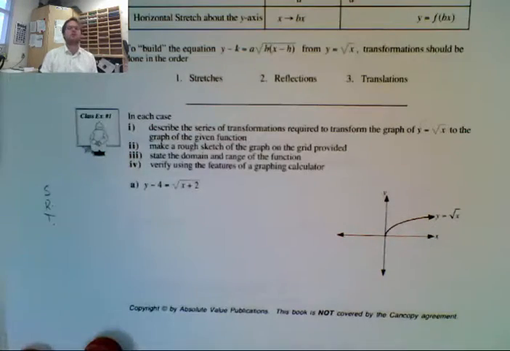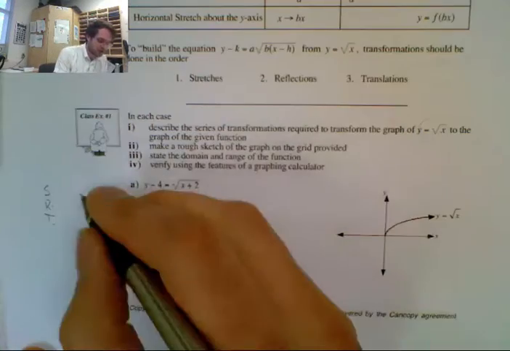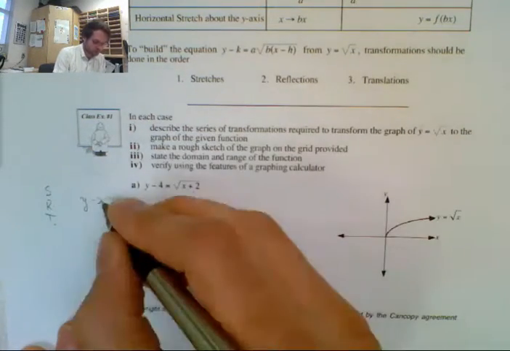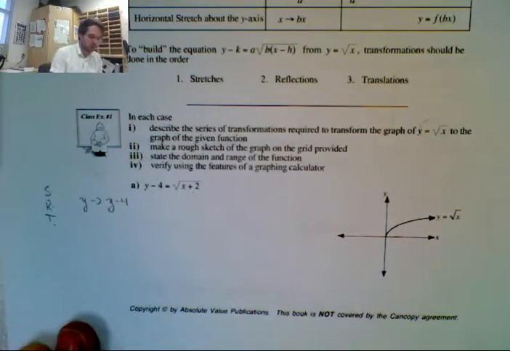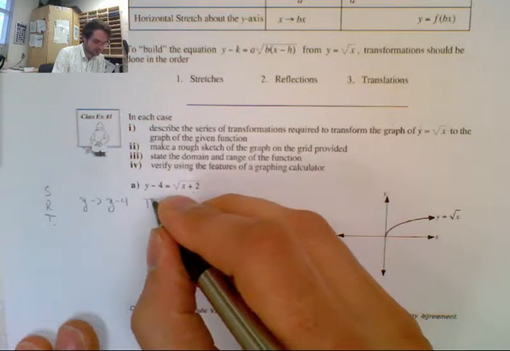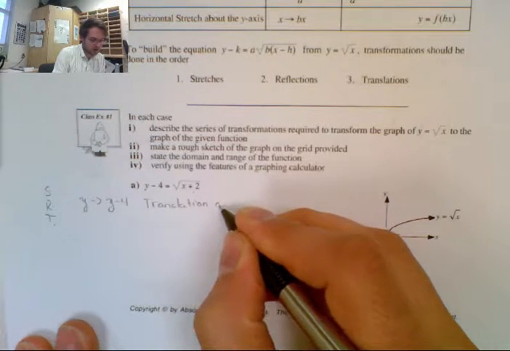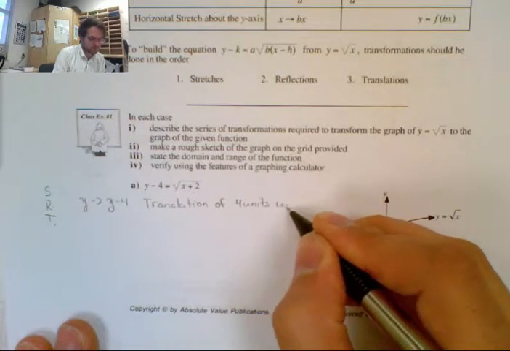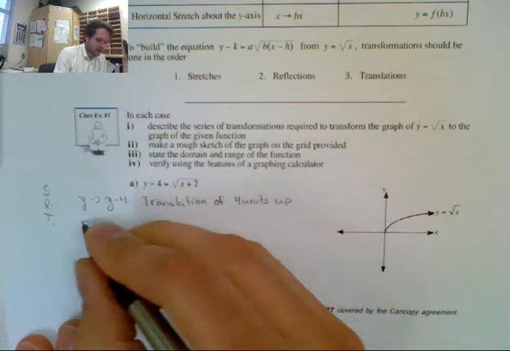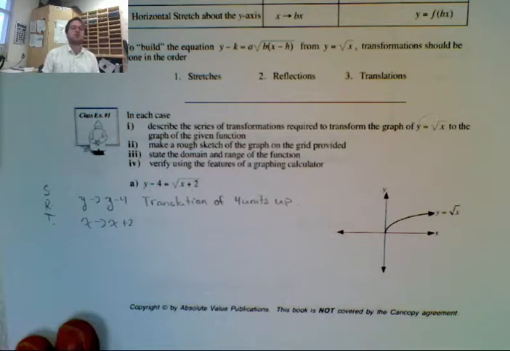We have absolutely no stretches. I have no reflections. All I have is translations. Y goes to y subtract 4. That's the same thing as shifting 4 up. So we have a translation of 4 units up. Now, we have x goes to x plus 2. This means we have a translation of 2 units to the left.